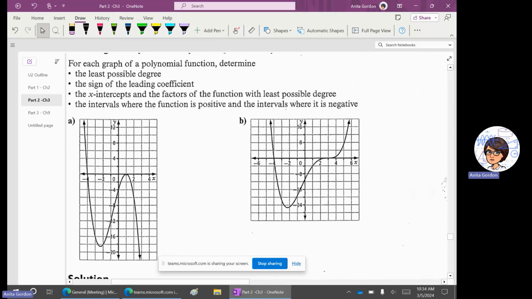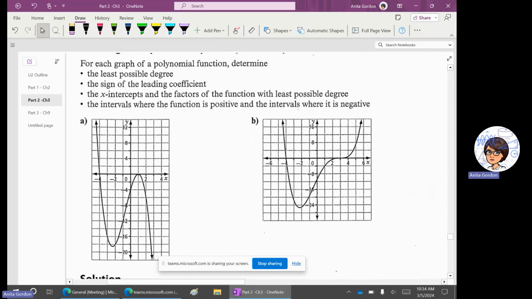So in example 1, for each of the given graphs, determine the least possible degree. So what is the smallest degree that it could be? Remember when we talked about, in lesson 1 of polynomials, how a cubic function and a quintic, so degree 3 and degree 5, could look similar if there aren't any transformations applied to them. So the least of the two would be a degree 3.